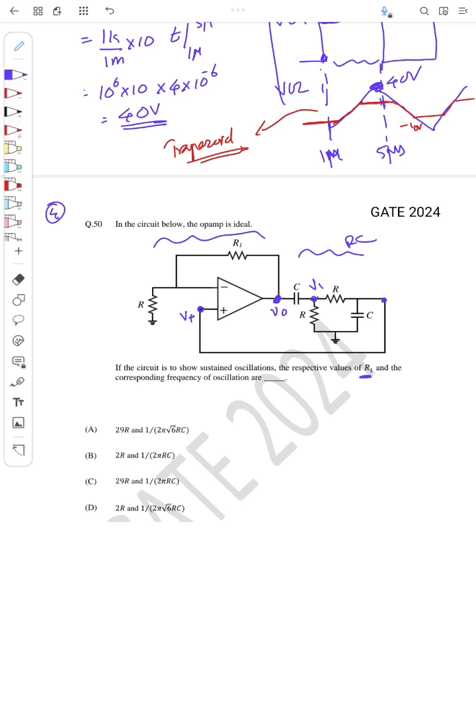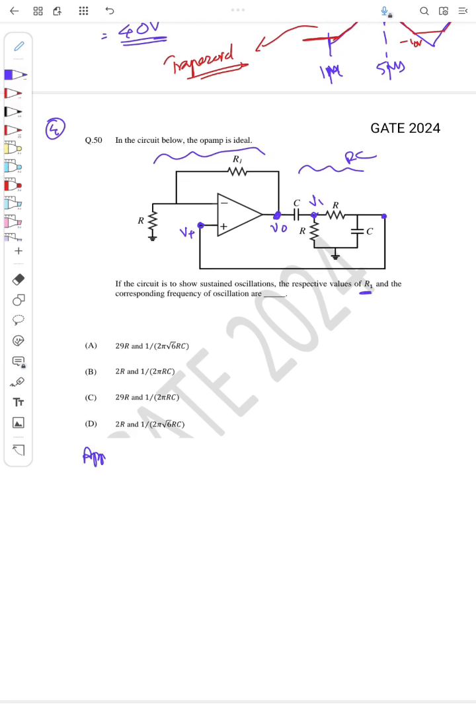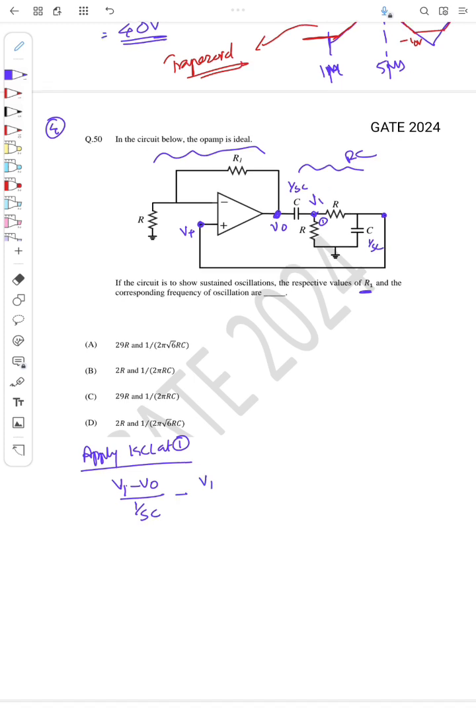So I'll apply KCL at 1. Okay, 1 is this one. So what will be the KCL? It will be V1 minus V0 by 1 by SC, where C is the capacitance, which means its impedance is 1 by SC here also. Okay, minus the current through the bottom resistance, that is V1 by R, and this node is V plus, right? Okay, plus V1 minus V plus by R equal to 0.